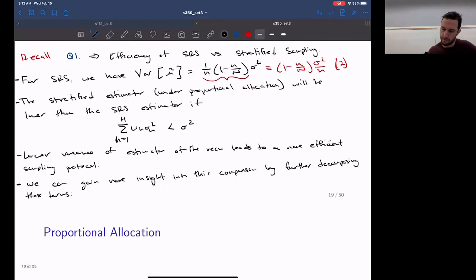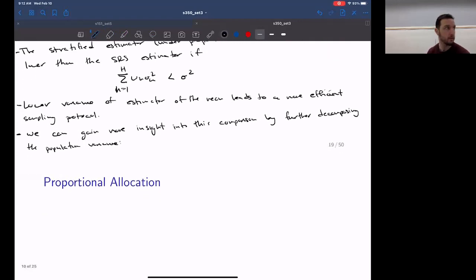Or rather, sorry, by further decomposing the population variance. Okay. So I'll start that here. Okay, so the population variance, so we'll take n minus 1 multiplied by sigma squared.